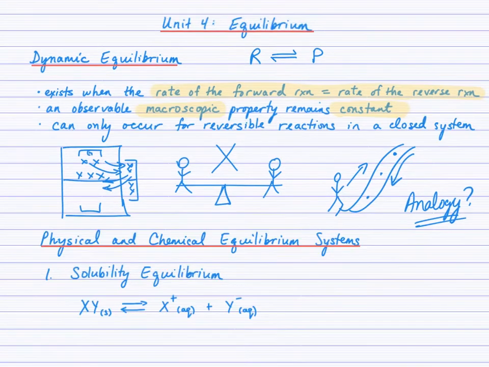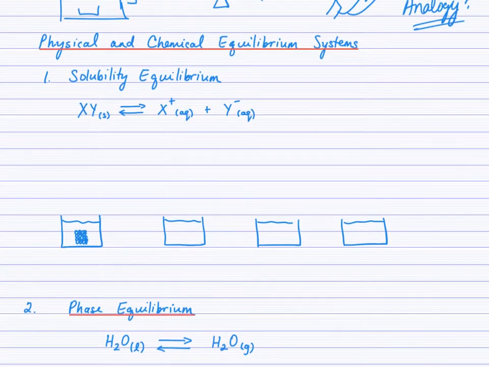Okay, specific examples of physical and chemical equilibrium systems. The first two we'll look at are physical equilibrium systems. For example, solubility equilibrium. We're looking at a crystal or solute added to water, and we represent that by the equation XY solid forms the hydrated ions, X positive and Y negative. I've drawn some pictures below to help understand what's happening. But first, let's label or describe the forward reaction. What term would you give to describe XY dissolving into those ions?